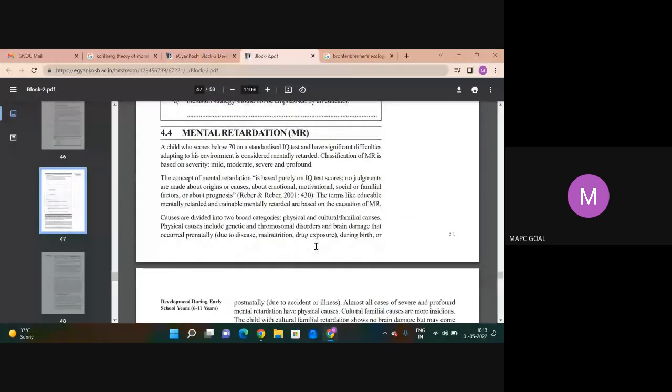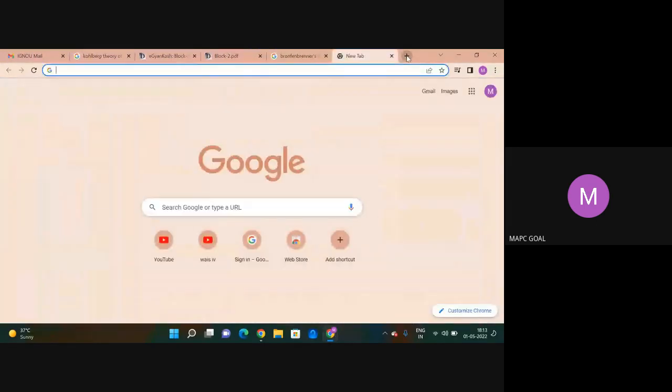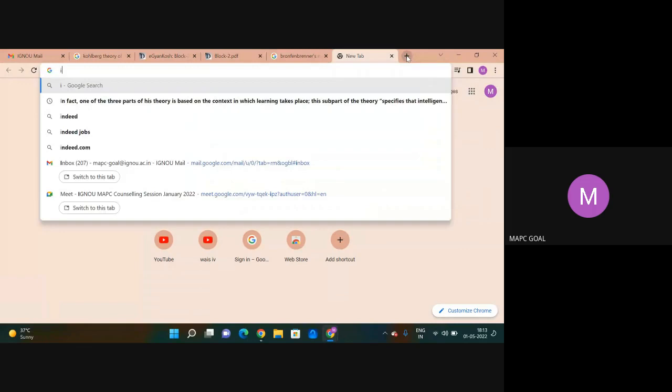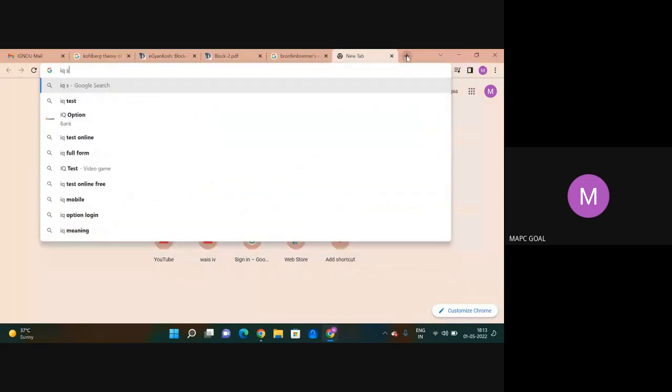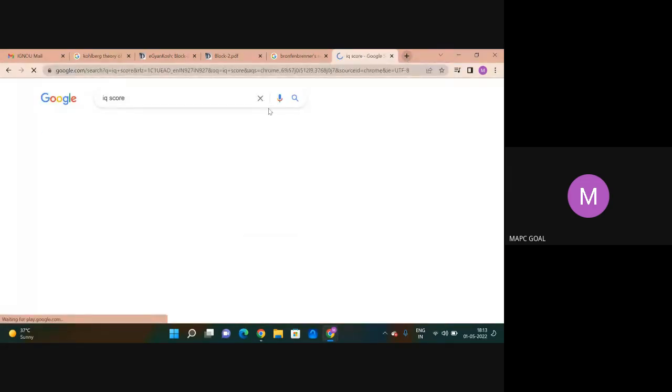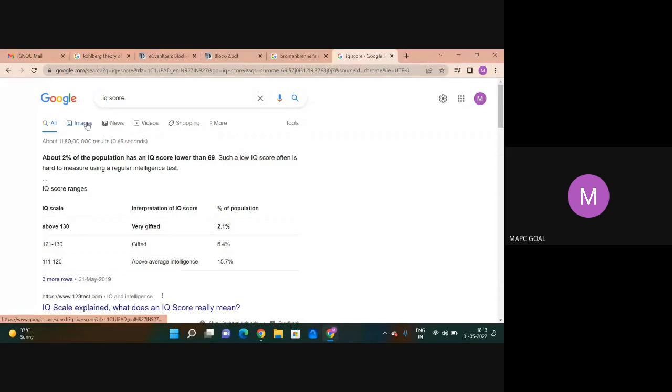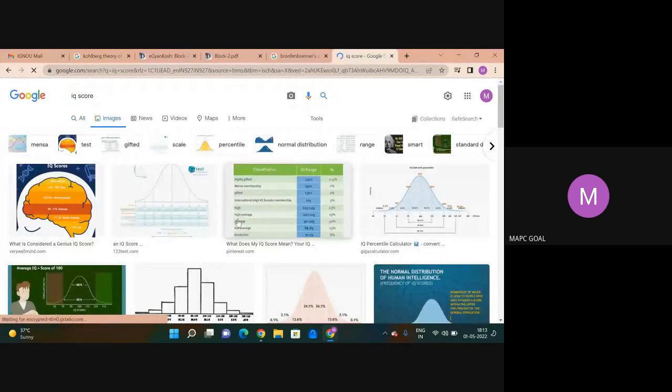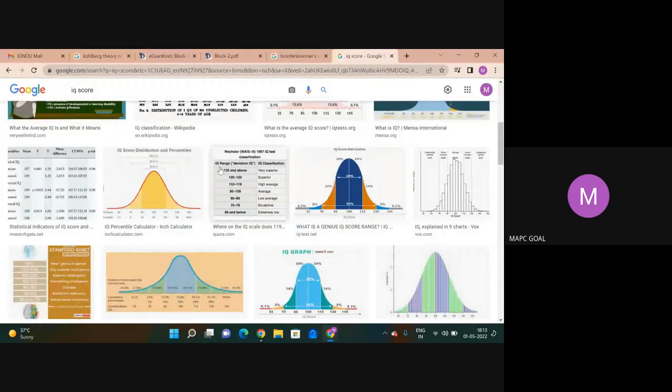Then mental retardation. So mental retardation, IQ score. Those children who have an IQ below 70, they have a certain kind of activities. I mean, there are certain kinds of IQ. I'll show you one IQ score range. So as you can see, this diagram, it's again constructed.